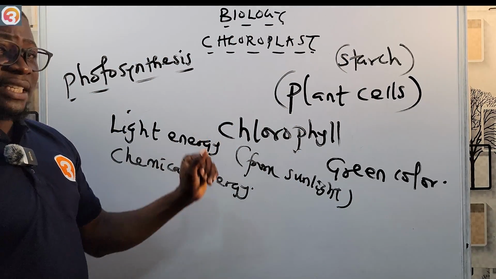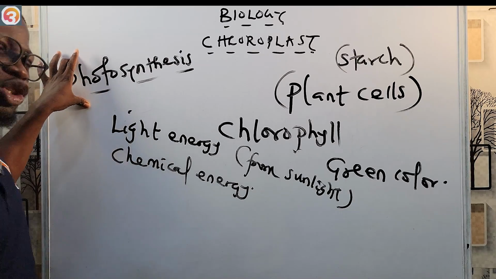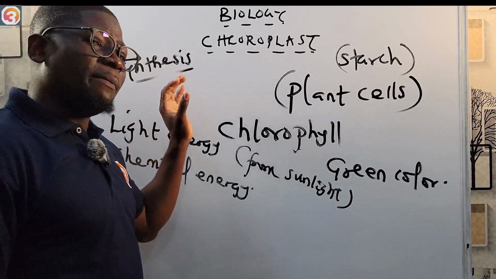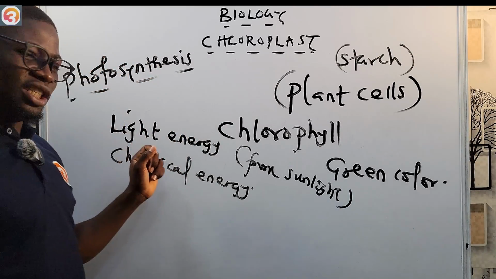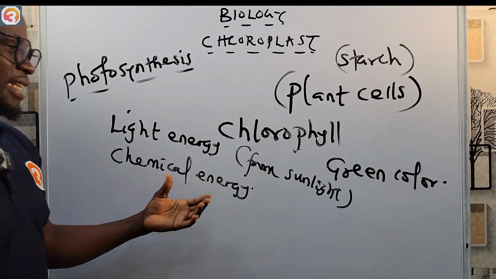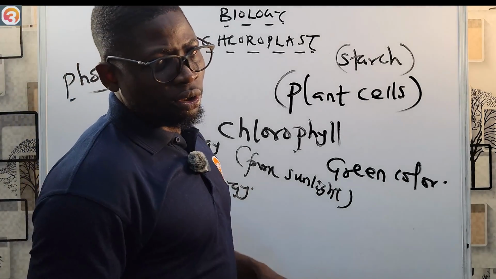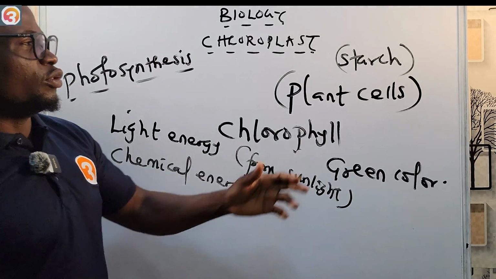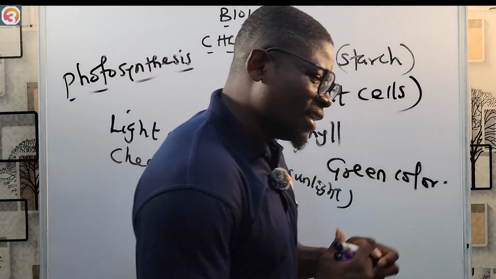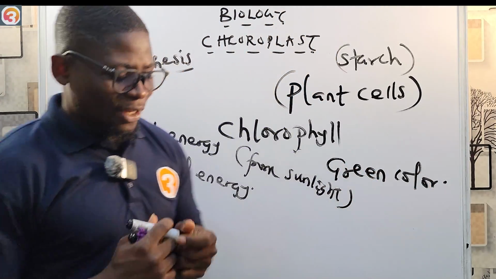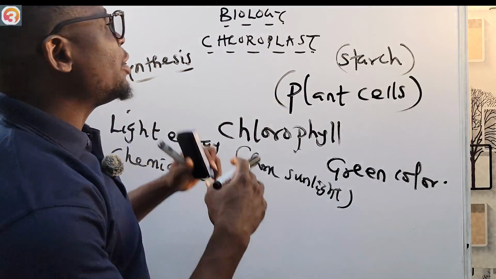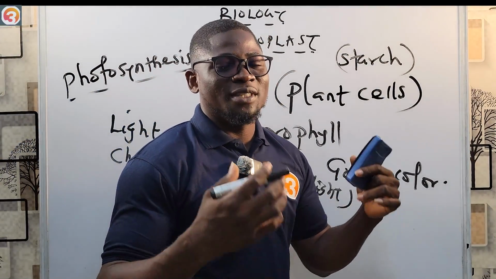So I'll go over that again: the main function of the chloroplast is photosynthesis, a process whereby plants convert light energy that they get from sunlight into chemical energy that is either stored by the plant in the form of starch, or used up by the plant. Now the interesting part as we continue is that chloroplasts have special structures that allow them to carry out this photosynthesis.